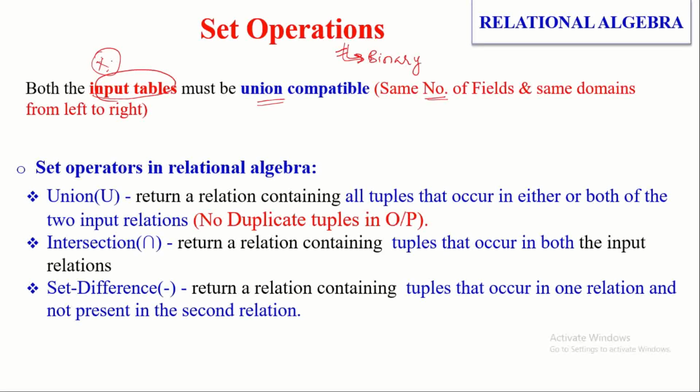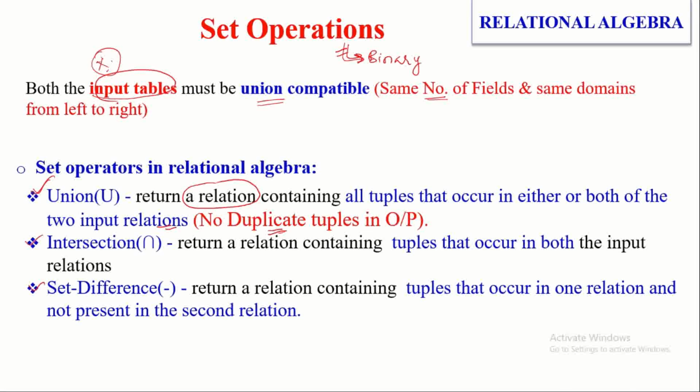Okay, let us now discuss what are the different set operators supported by relational algebra. Union, intersection, set difference operators are available. Coming to the union operator, it takes two input tables which are union compatible, right? So it works on the two input tables and produces one output table that contains all the tuples that occur in either or both of the input relations, and whenever it produces the output, no duplicate tuples will be available.